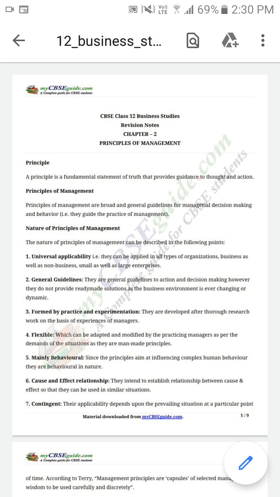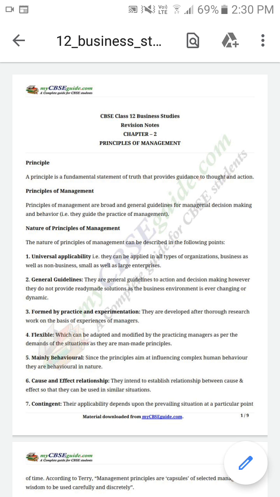The first one is the nature and significance of management, then principles of management, business environment, planning and organizing. So the five chapters are included in periodic test 1. We already finished them and I attached all the materials relating to these chapters. So today we are going to revise the second chapter, that is principles of management.